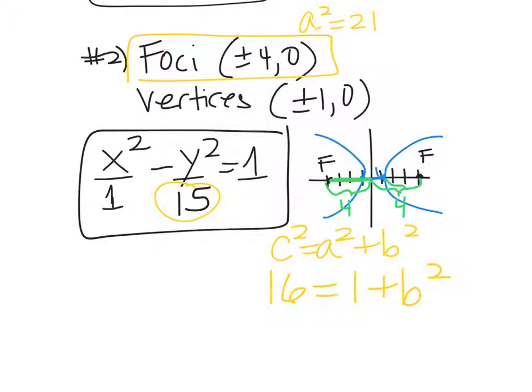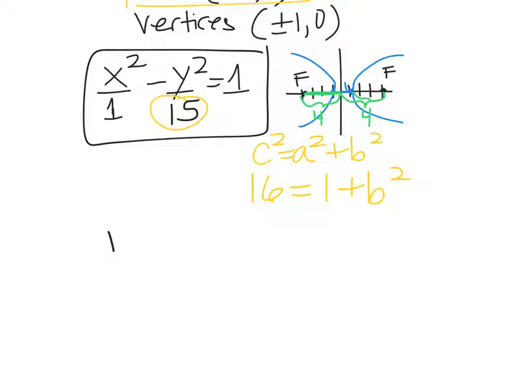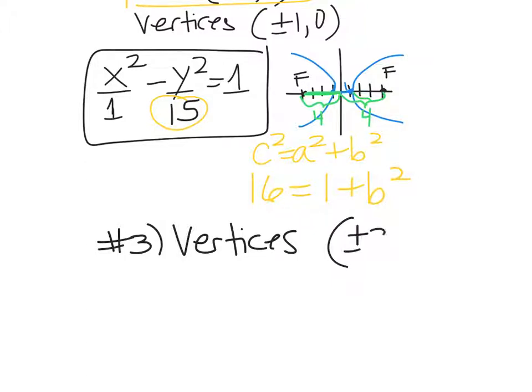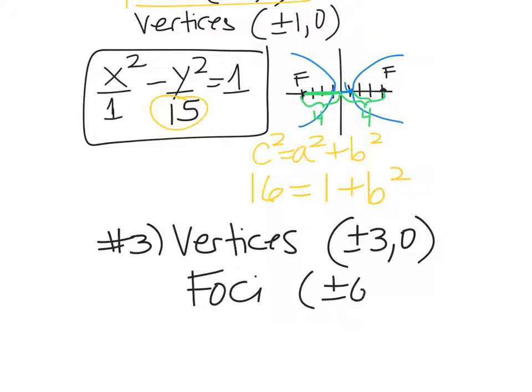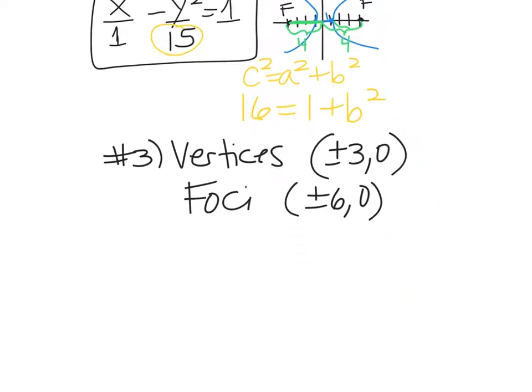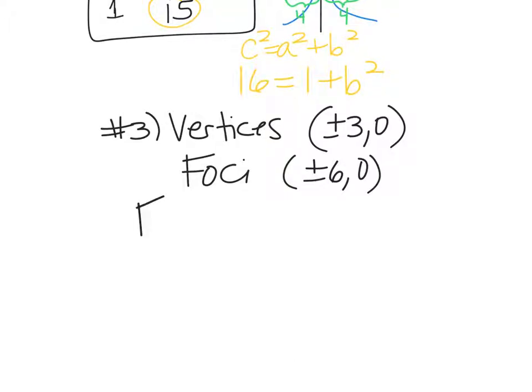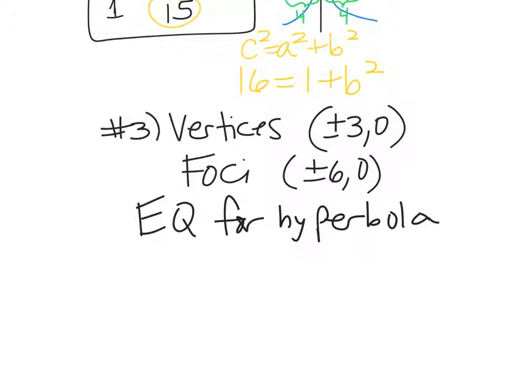Yes? Did I lose you? All right, you get to try one now. Here we go. And don't say no, because you have to try this one. All right, let's say that our vertices are at plus or minus 3, 0. And our foci are at plus or minus 6, 0. Okay, it's a lot like the last question. You need to find an equation for the hyperbola. All right, you try it.